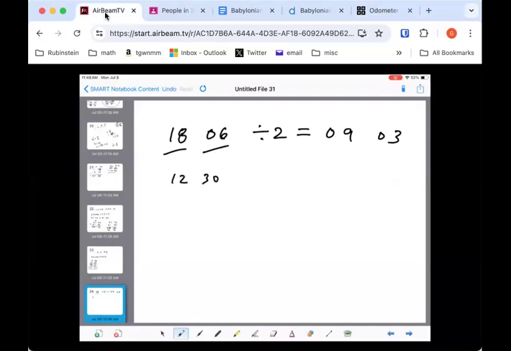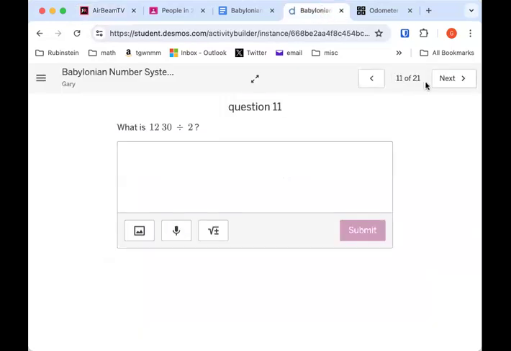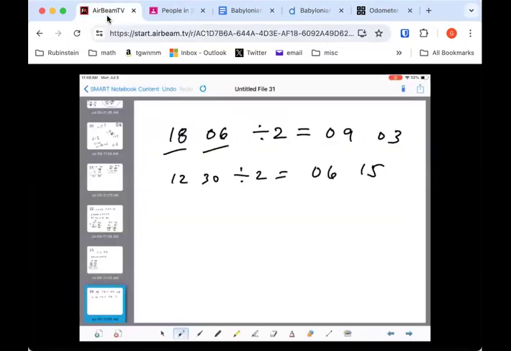Okay, so 1230 divided by 2 is 0615. But what if it was 1130 divided by 2? This is question 12. That's complicated because the 11 is an odd number.